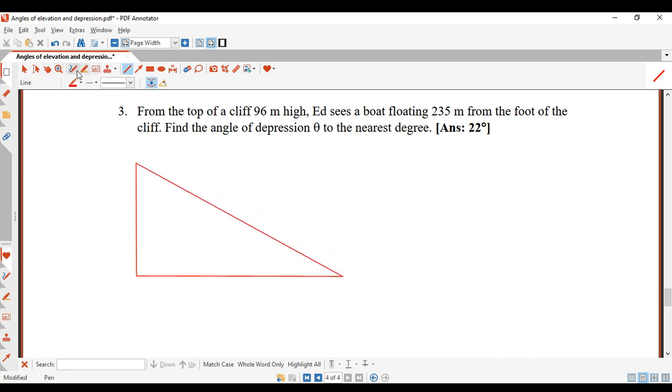Same diagram essentially, a right angle triangle. Let's put the right angle first. There we go. Then 96 metres is the height of the cliff, so I'm going to put 96 metres. Ed sees the boat floating 235 metres away. Let's just fix that up. Should be 3 there.